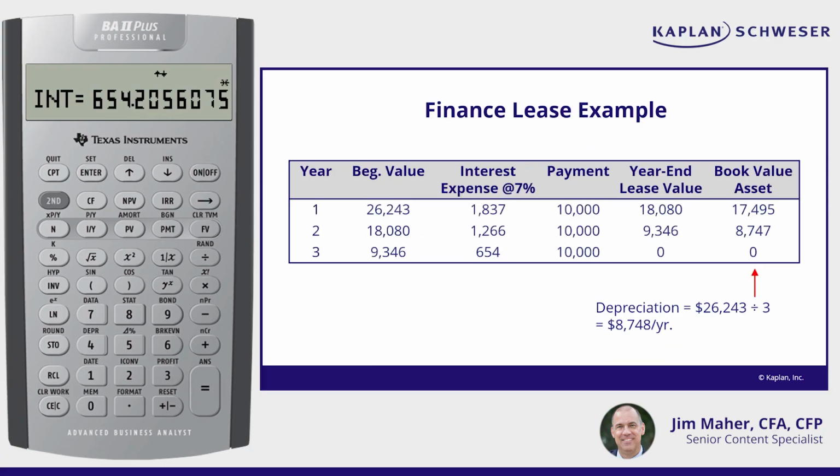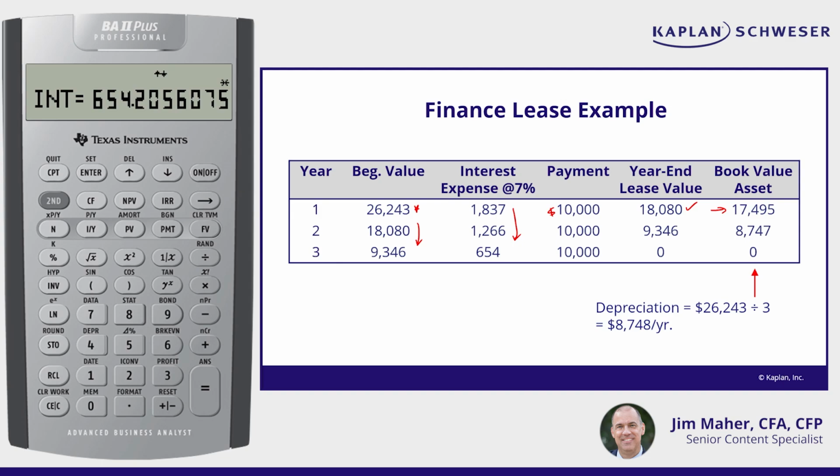Now I'm going to show you this in a table format as well. We had our beginning value. Remember, we started out with the lower of $27,000 or $26,243. And you can see our value kept decreasing each year here. Our interest expense also started to go down as our principal was paid off. So our interest expense at 7%, you can see, was declining each year. There's our payment. That was steady at $10,000 for our 3 years. Our year-end lease value was $18,080, and our book value of our asset was $17,495.